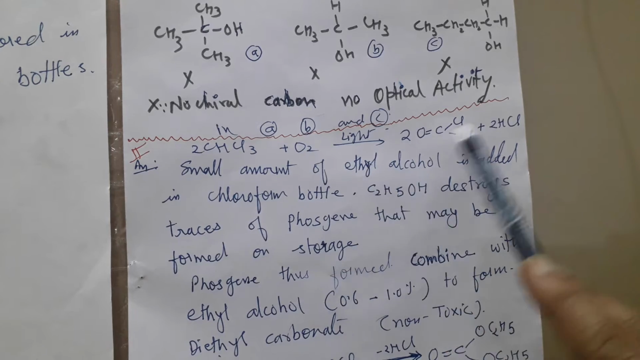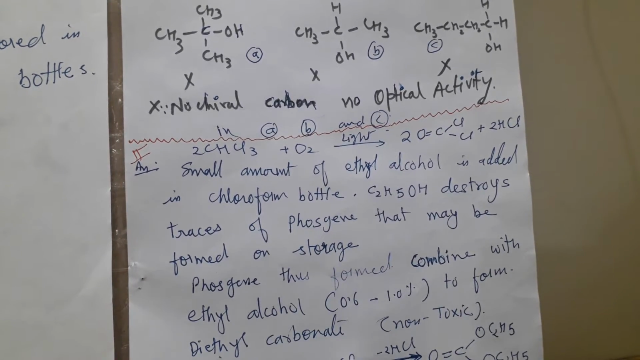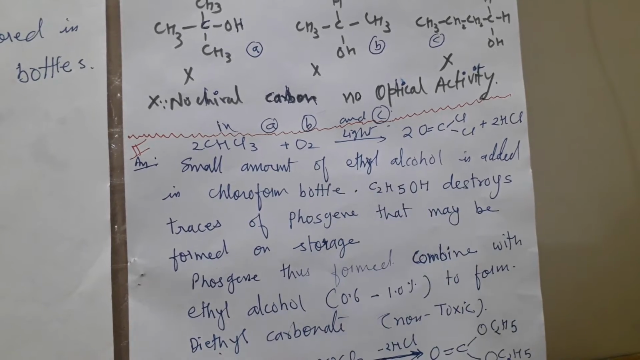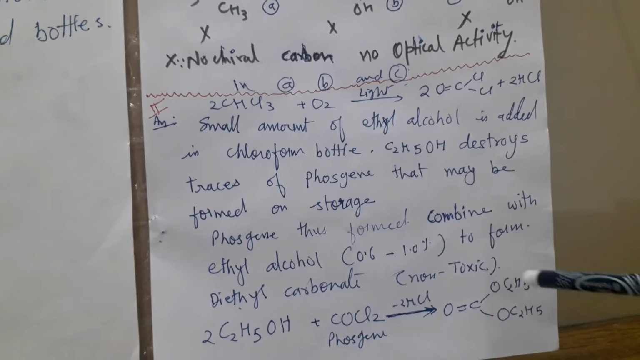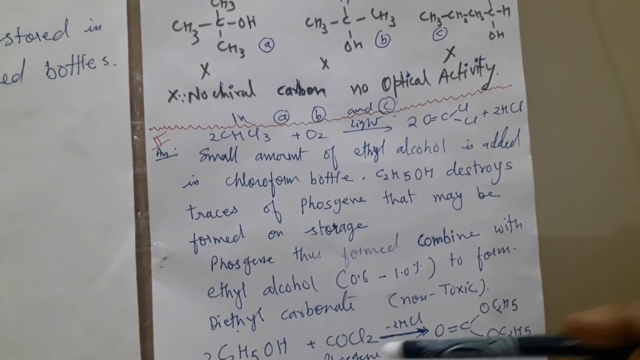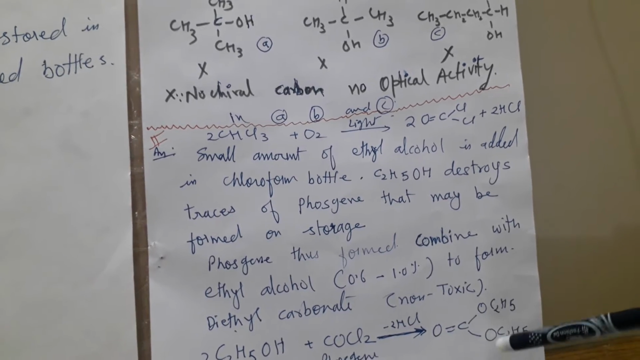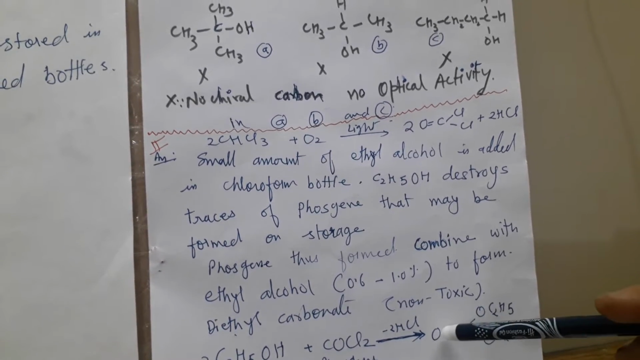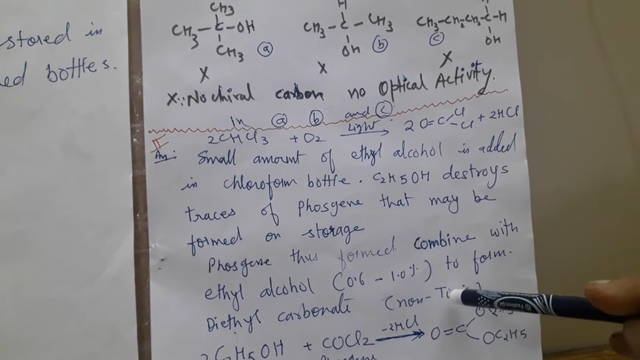So a small amount of ethyl alcohol is added to it. If traces of COCl2 are formed, it will react with ethanol and form diethyl carbonate. Here I have written the formula: in COCl2, these two Cl are replaced by OC2H5, OC2H5. So what is the name of this compound? Diethyl carbonate. Is that clear to you?